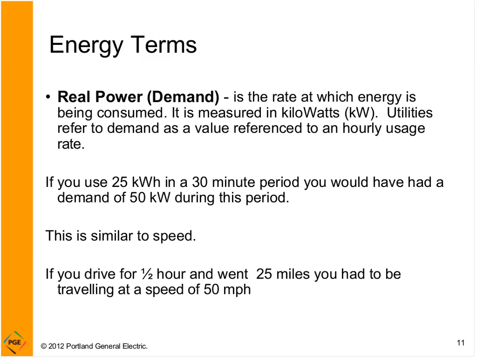The next term we're going to go over is real power, or demand. Demand is actually the rate at which energy is being consumed. It is measured in kilowatts, noted as kW. Utilities refer to demand as a value reference to an hourly usage rate. So to make it clear, if you use 25 kilowatt hours in a 30-minute period, you would have had a demand of 50 kW during this period. It's sort of like driving speed. If you drive for a half hour and went 25 miles, you had to be traveling at a speed of 50 miles per hour. So just trying to get you in the mindset of how demand relates to kilowatt hours.